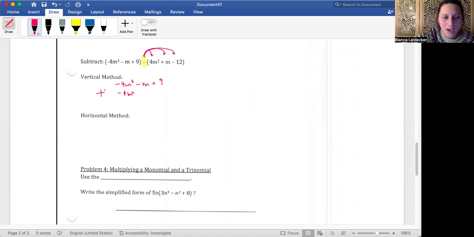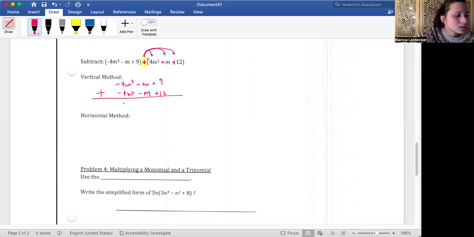So again, I'm adding the opposite. This makes this negative m, and I'm adding the opposite. This becomes positive 12. So I'm doing another addition problem. However, I'm adding the opposite. So when I'm adding the opposite, everything here becomes the opposite. And so now I can do it like a regular addition problem.